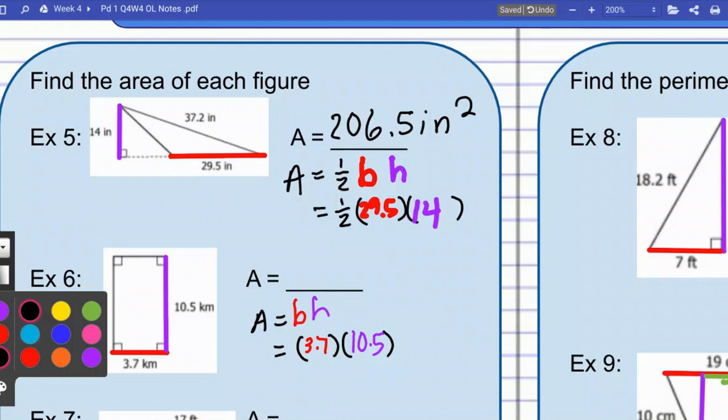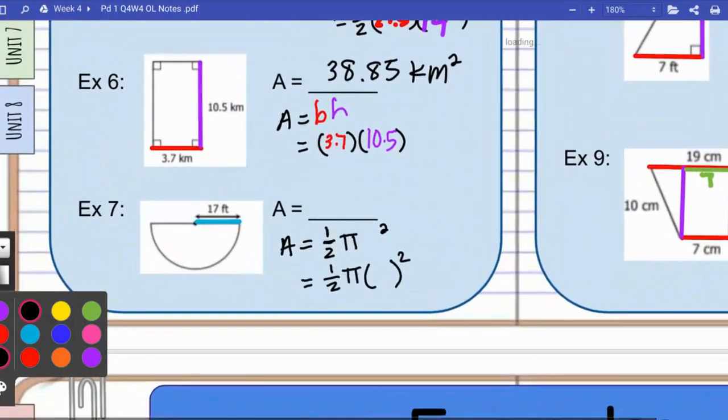And we get 38.85. So the area is 38.85. Area is kilometers squared, since we multiplied together the 2 kilometer pieces.